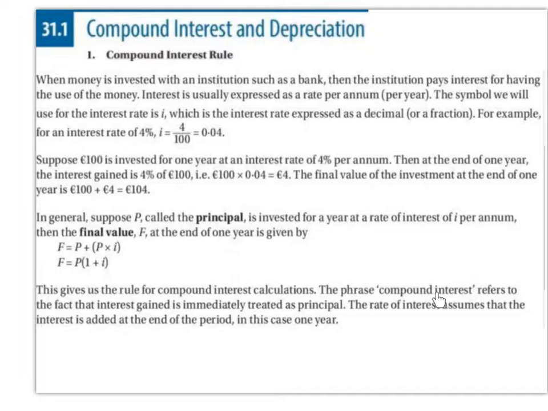The phrase compound interest refers to the fact that interest gained is immediately treated as principal. The rate of interest assumes that the interest is added at the end of the period, in this case 1 year. So P stands for principal and F stands for final value.